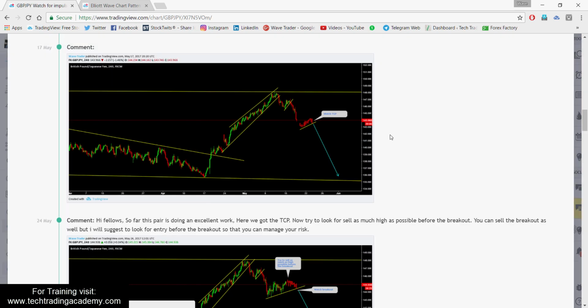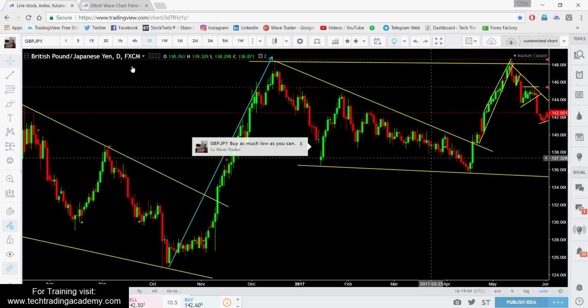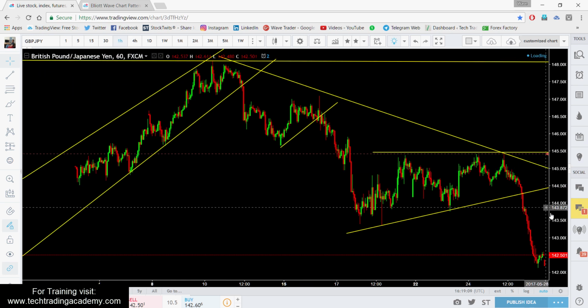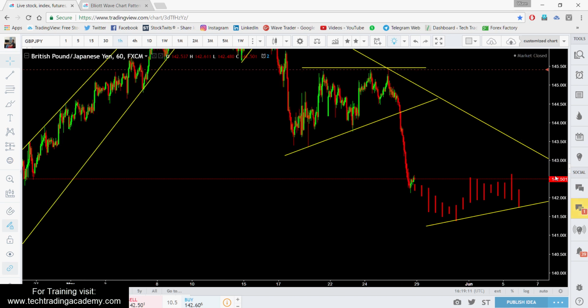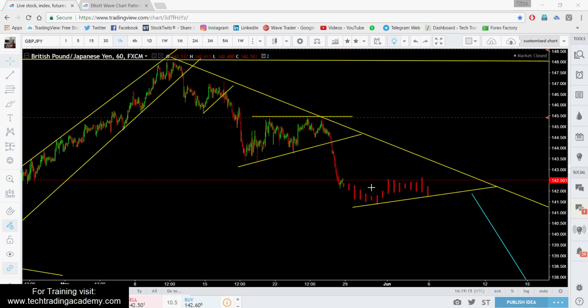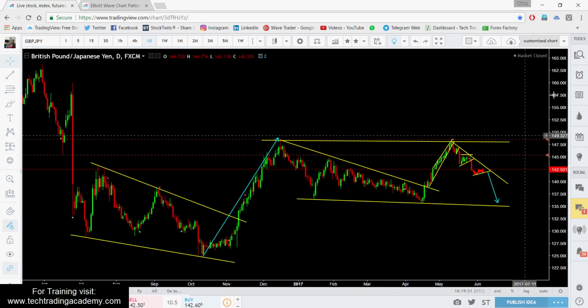So far this pair is doing perfect. We need another continuation formation. It has already formed the impulse. Continuation formation is required before looking to sell another entry over there at this area. Then we're going to look for another entry somewhere here at the area, quite similar to the previous one. So far we are getting to the downside. We don't need to be worried about this trade. It is doing a good job.